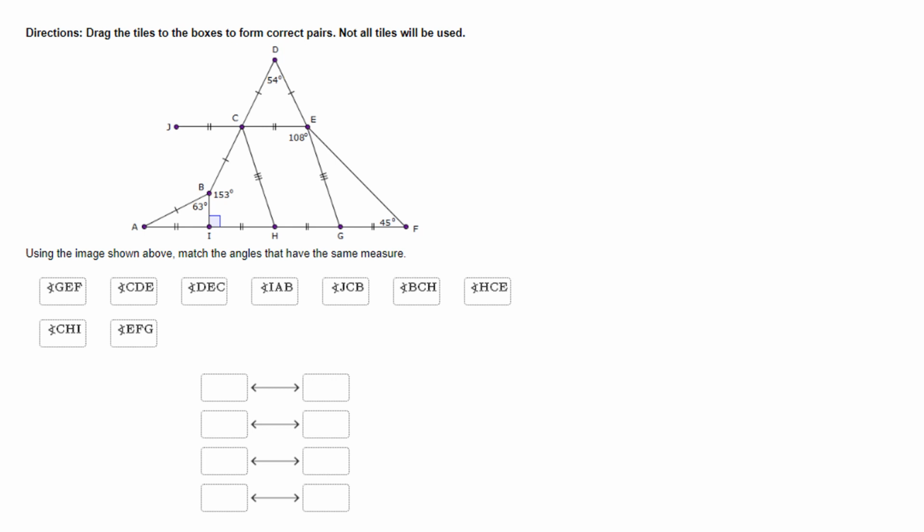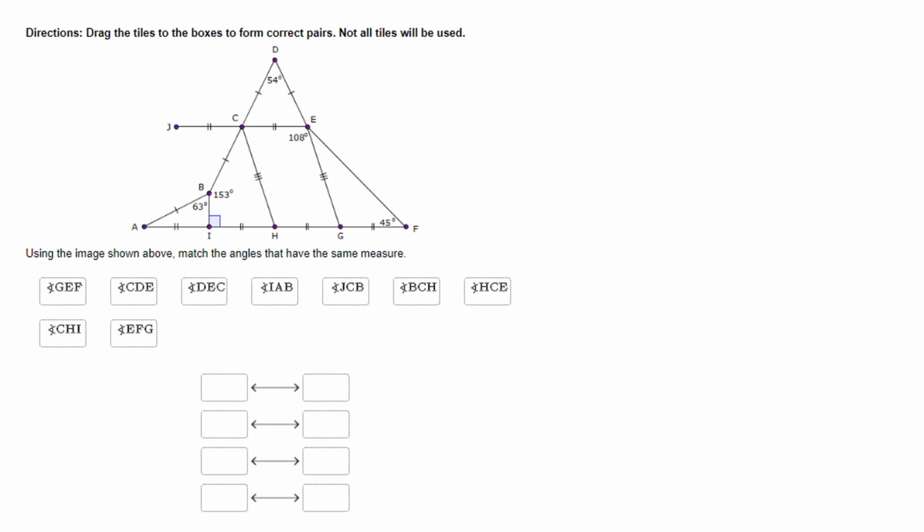Using the image shown above, match the angles that have the same measure. Okay, so you look at this and you go, ooh, that thing is a big, ugly mess, right? But we can go slowly and figure out what's what. I'm going to look up here at this first triangle, DEC. I notice that it has these lines that mean it is congruent. So because it's congruent, that means the angles opposite those are congruent as well.